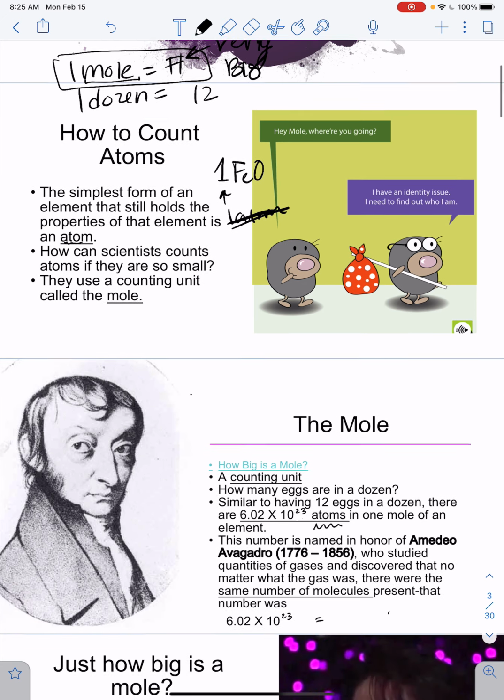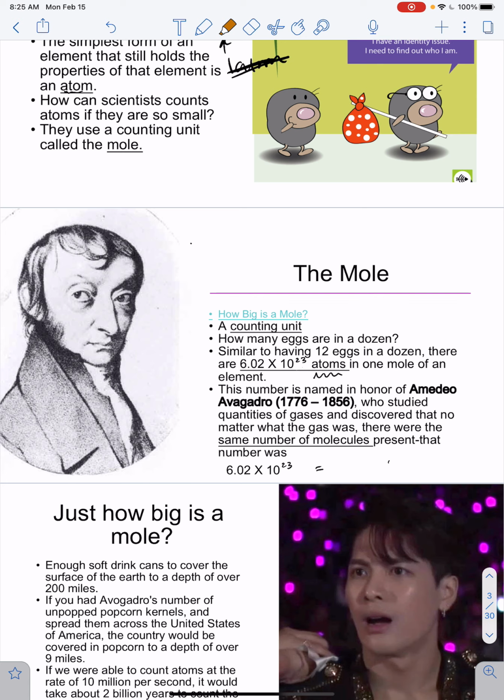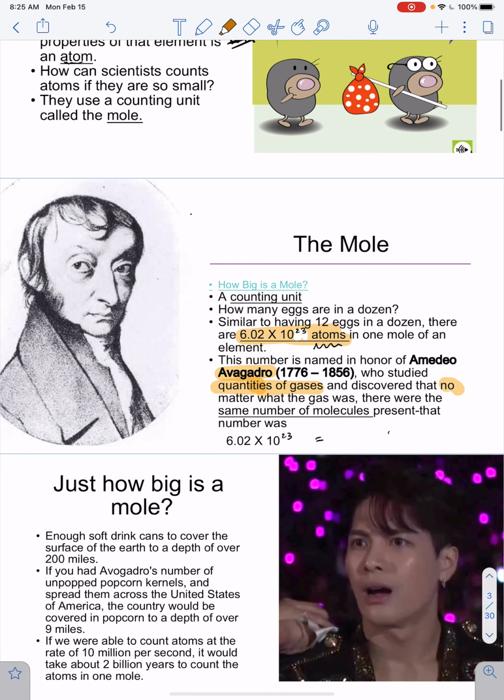So we count in moles based off of this guy named Avogadro. This is a guy you need to remember. He has a number named after him. It's this number right here. After dealing with some gases, he realized that at standard temperature and pressure, no matter what the gas was, there were always the same number of molecules present. And that number was 6.02 times 10 to the 23rd.